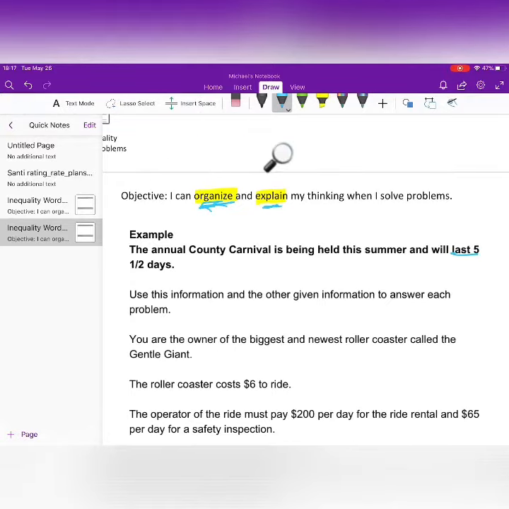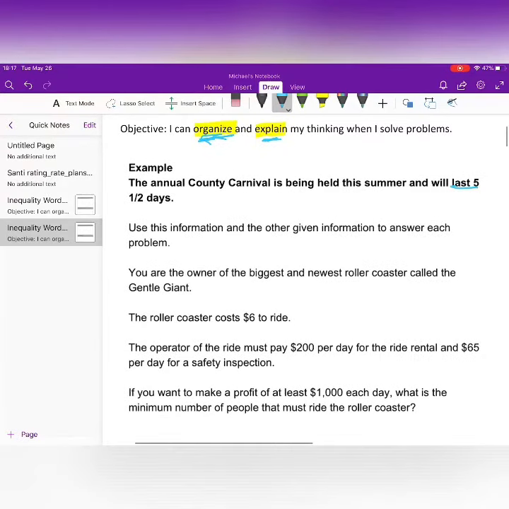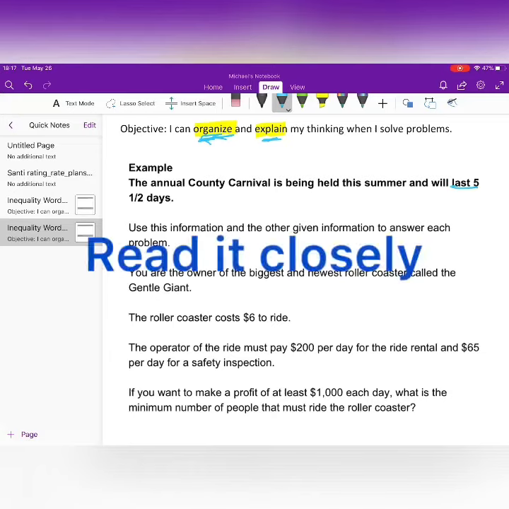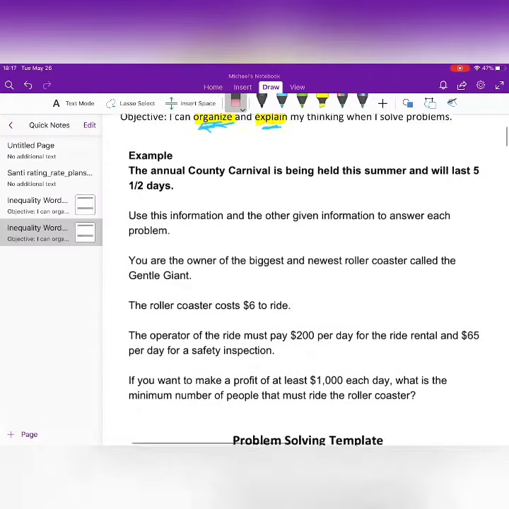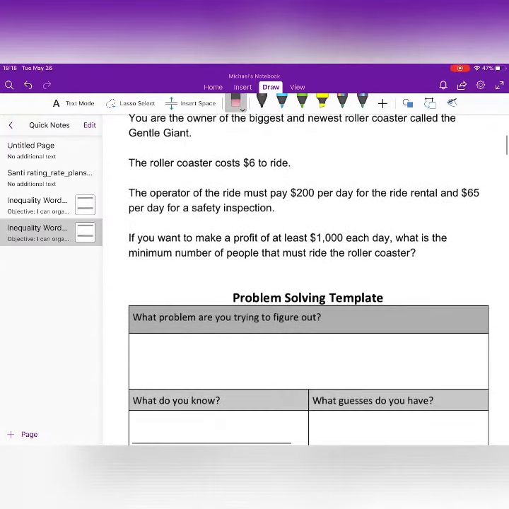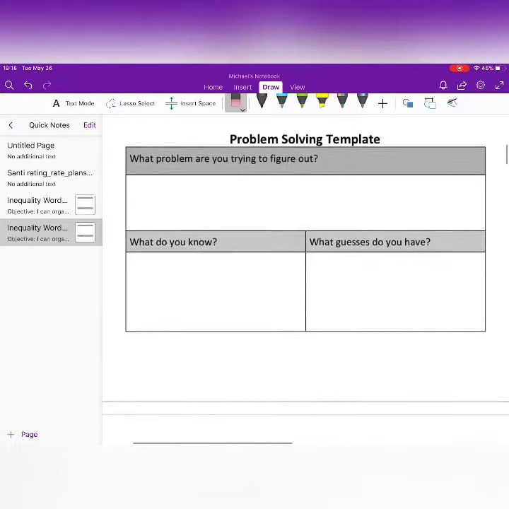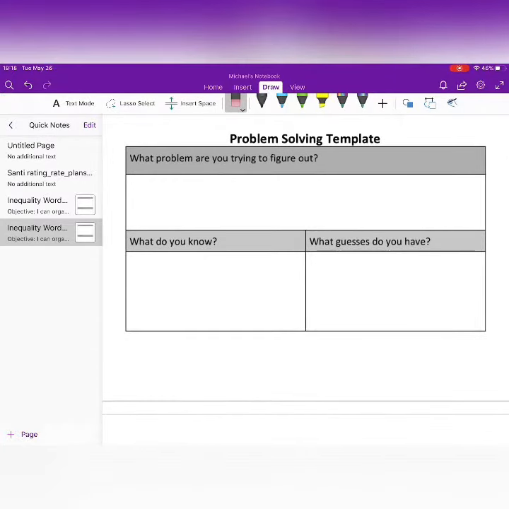So this is the first example here. It's about a carnival. I want you to read through it. Read it the best you can, and remember, read the whole thing first, and then go back and look for important information. I underline that somehow. And then I would like for you to fill out this problem-solving template. My suggestion is that you do it on paper and pencil, because it's really hard to write on Seesaw, but it's up to you. If you want to do it on Seesaw, you can.